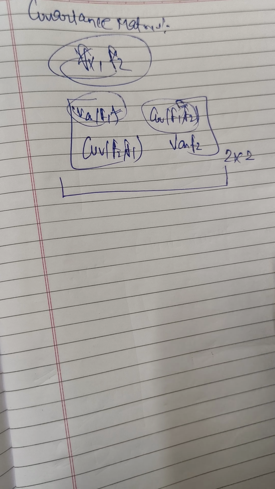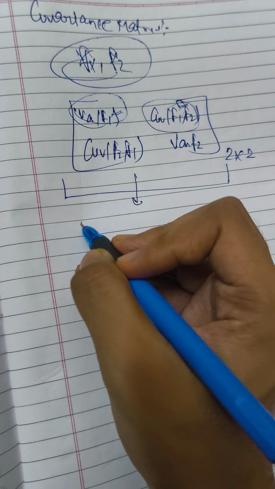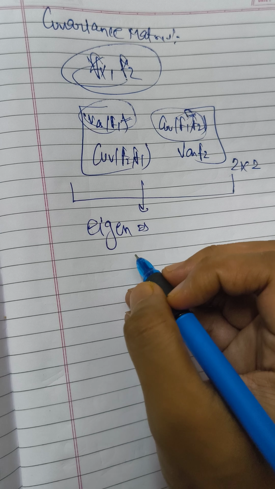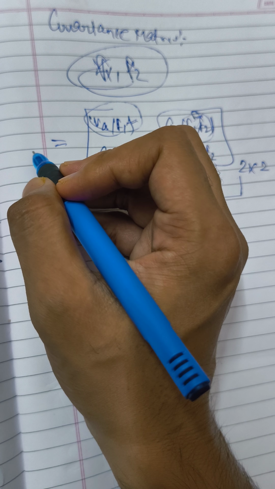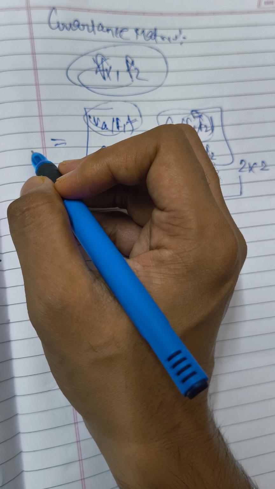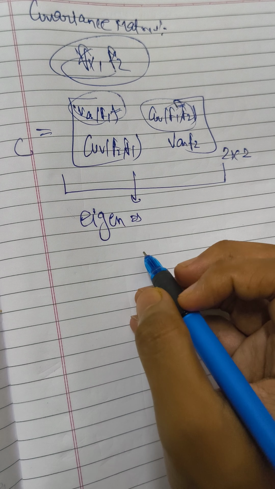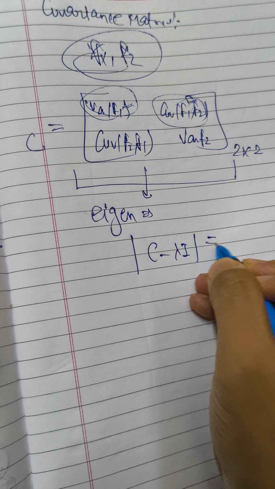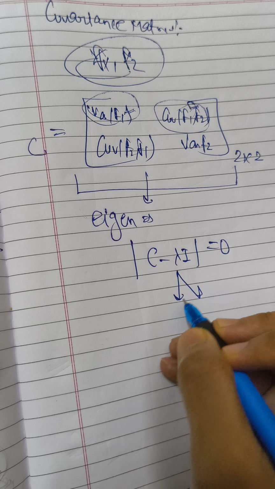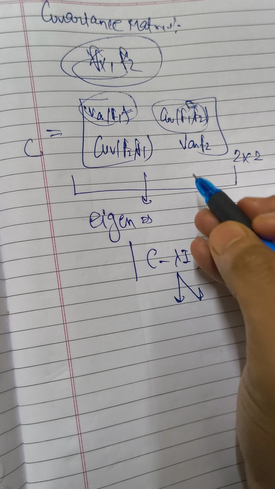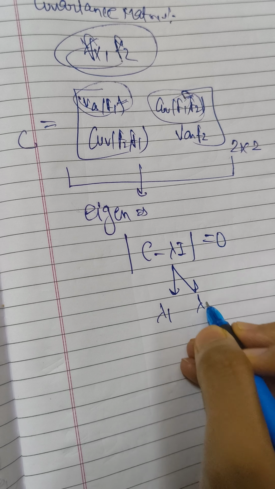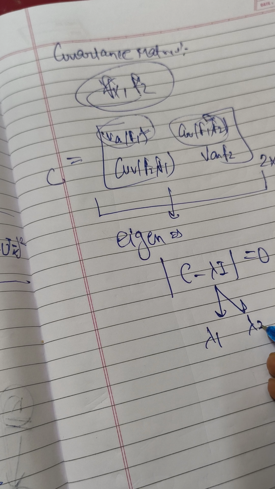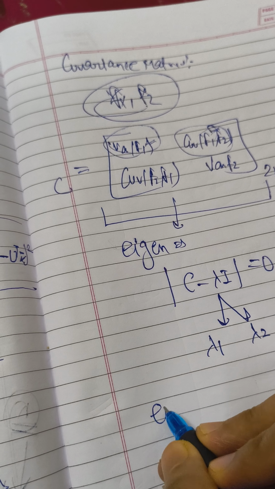Now what we will do is the eigen decomposition of this covariance matrix. We are going to solve this by the characteristic equation. Let's call the covariance matrix C. So determinant of C minus lambda I is equal to 0. On solving this, we will get some values of lambda. Since only two features are possible, we will get lambda 1 and lambda 2, and by using lambda 1 and lambda 2, we are going to find our eigenvectors.